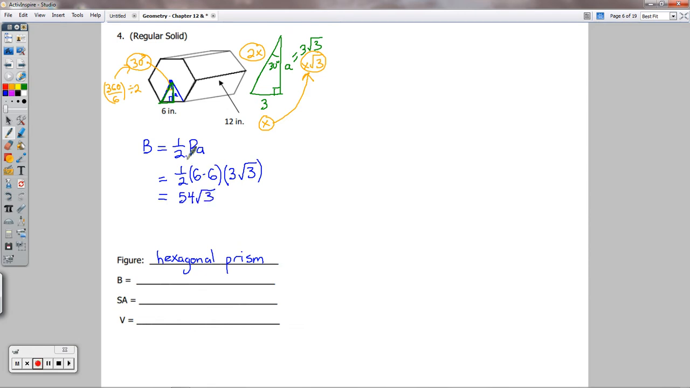Best to plug it in like that later, but this would be approximately, so 54 times the square root of 3, it looks like approximately 93.5 rounded to the nearest tenth. So 93.5 rounded off. I'm going to write both answers down here though. So this, or approximately 93.5, and this would be the area of the base. It's inches for units, so inches squared right there.